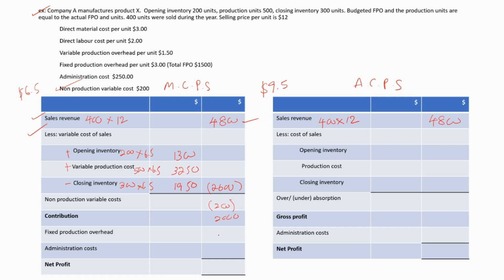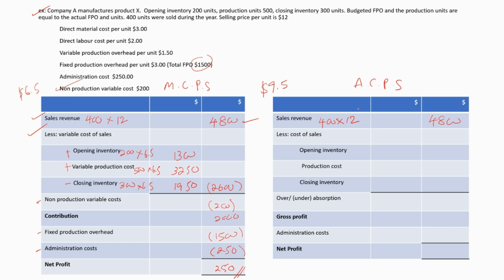Now we can deduct the fixed production overhead. These figures will be deducted. So the fixed production overhead is equal to 1,500, and the administration costs is equal to $250. Now we can calculate the net profit, which is equal to $250. This is the profit under marginal costing technique.